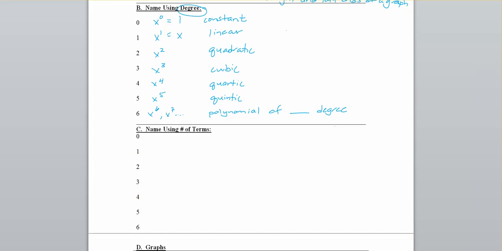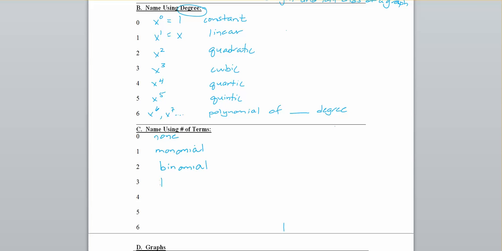Now, if we were to name polynomials using the number of terms, if there's 0 terms, well, that would be none. Okay, you can't actually name something if there's nothing there. But if you have 1 term, all right, that's going to be a monomial. Think of mono as in 1. Well, if monomial is 1, when I have 2 terms, and we've used this word a lot, is binomial. A binomial is when we have 2 terms.